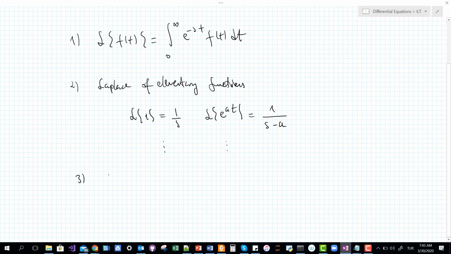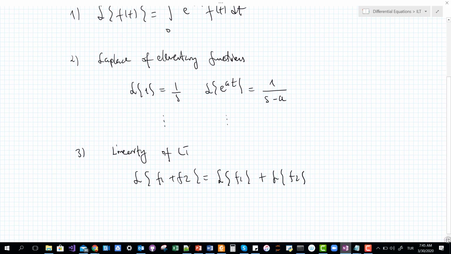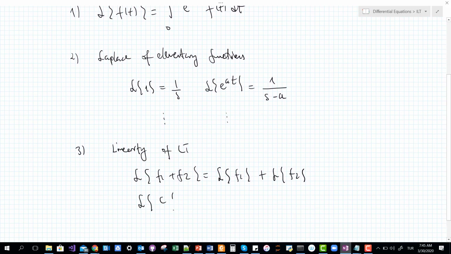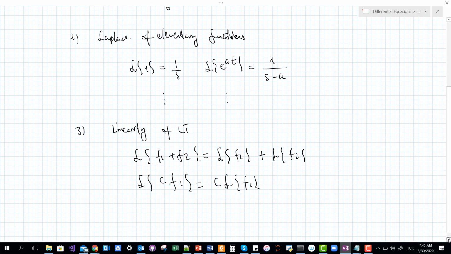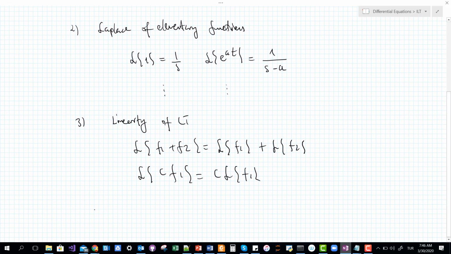We said that we have the linearity of the Laplace transformation, and we used the linearity to find the Laplace of the sum of functions. Linearity of Laplace says you can separate the functions and take the Laplace separately. Also, you can take the constant out, take the Laplace, and multiply the constant later.